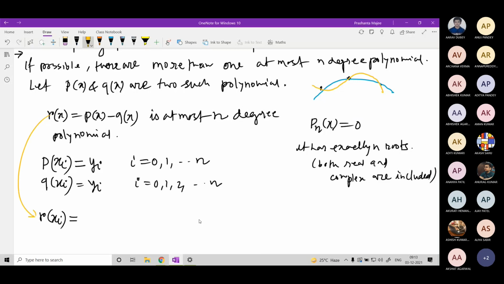Look at the definition of R of x. So tell me what is R of xi? Yi minus yi, 0. For how many i's? 0, 1, 2 up to n. So R of xi equals 0. So R of x has a root at xi.